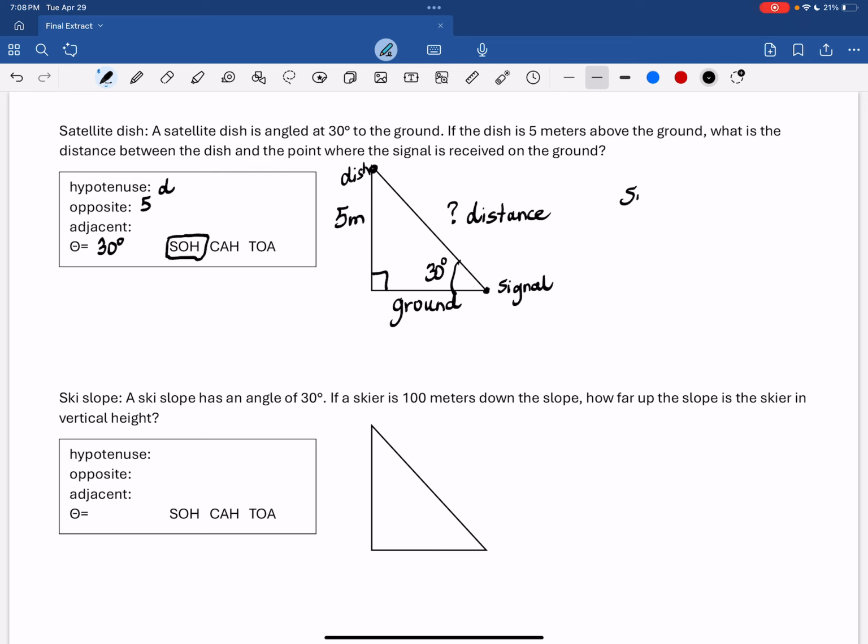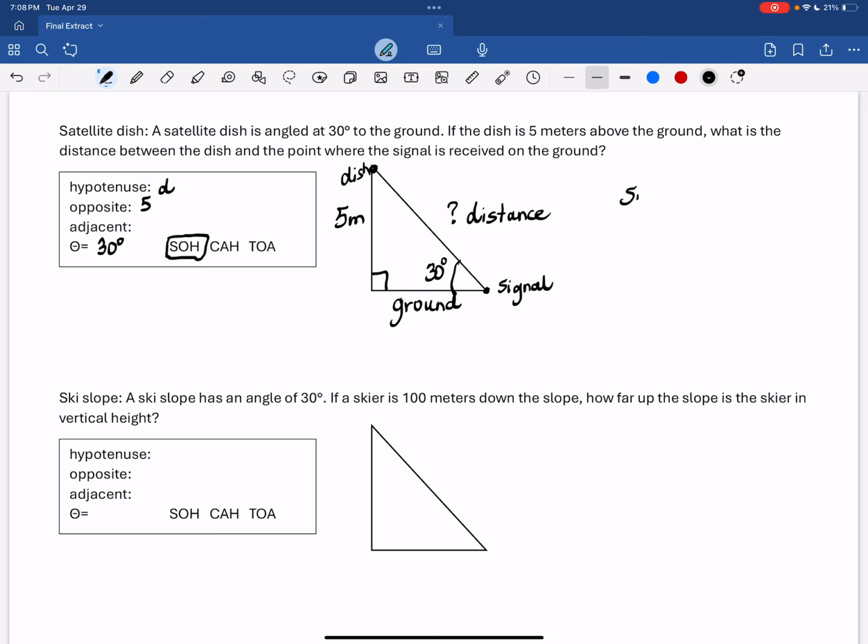A ski slope has an angle of 30 degrees. So here's the slope. If a skier is 100 meters down the slope, how far up the slope is the skier in vertical height? So we want to know this location. I'm going to call that vertical height. I'm leery of the letter H because that's easily confused with hypotenuse, so we'll use vertical.